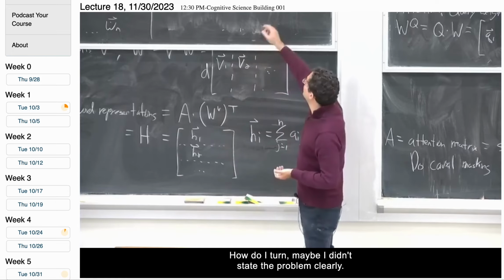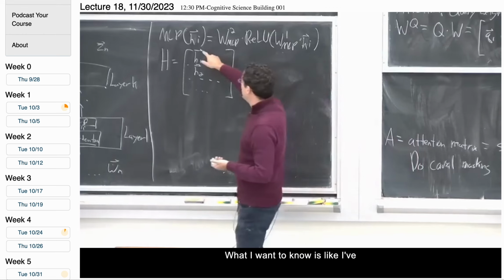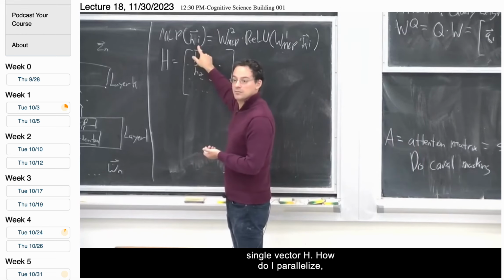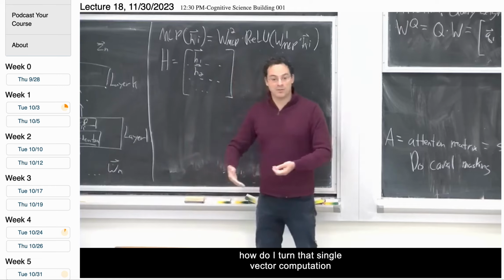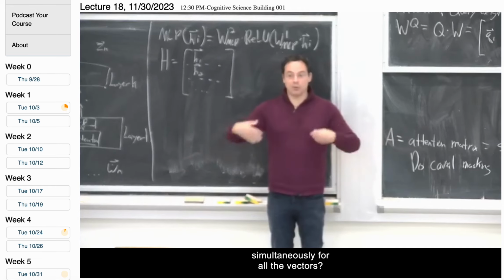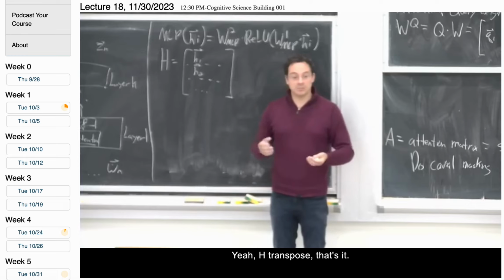So how do I turn? Maybe I didn't state the problem clearly. Do people understand what I'm asking for? What I want to know is, I've given you an algorithm for applying an MLP to a single vector H. How do I turn that single vector computation into something that happens simultaneously for all the vectors, into a matrix multiplication? Yeah. H transpose. That's it.